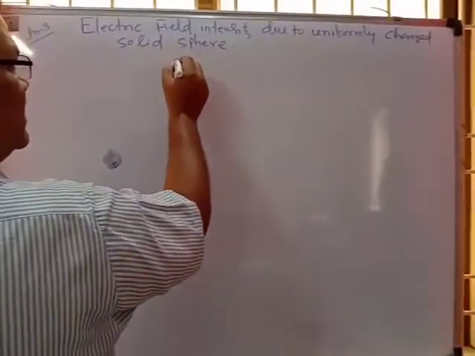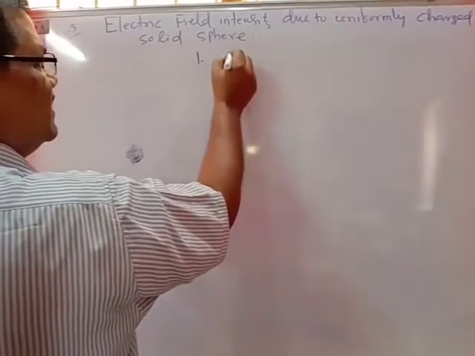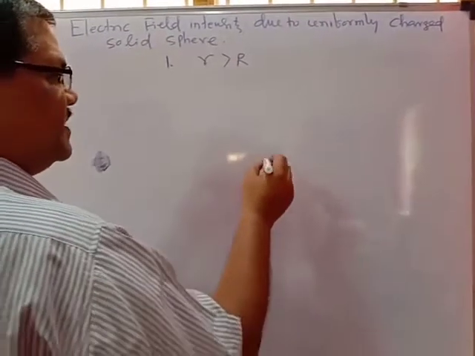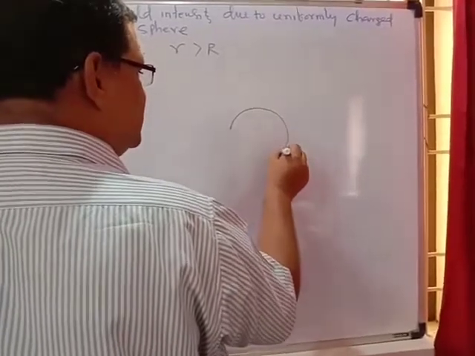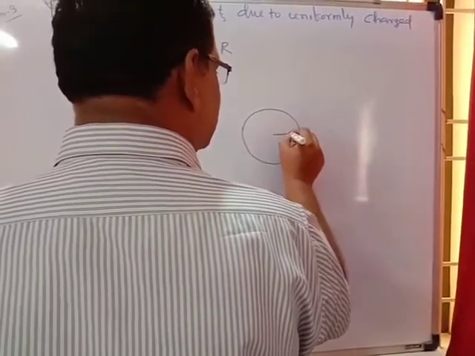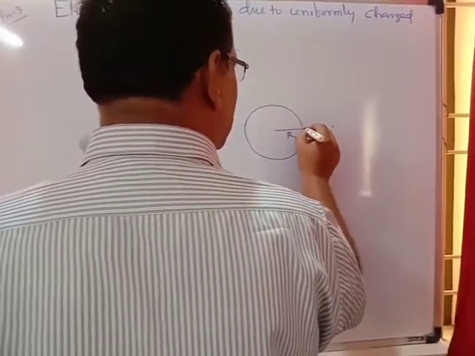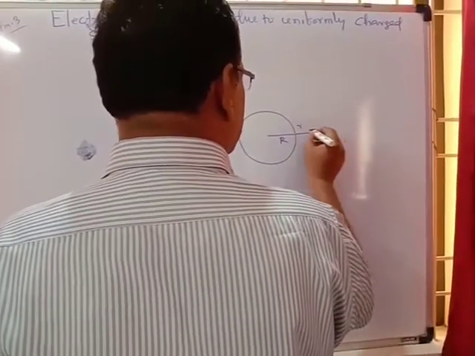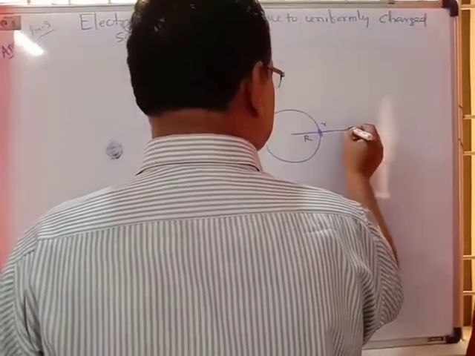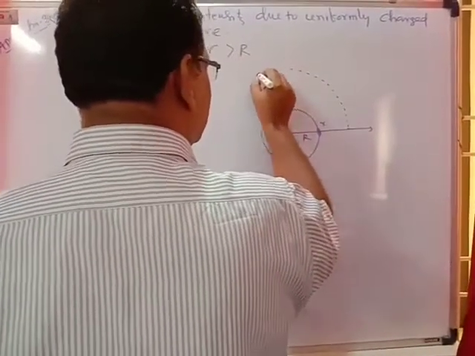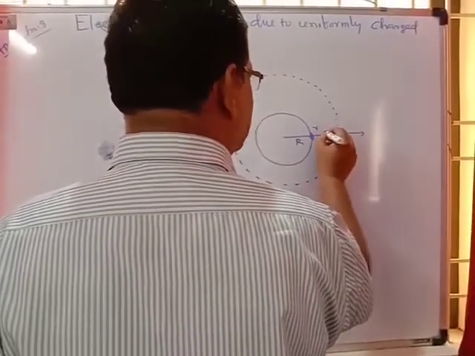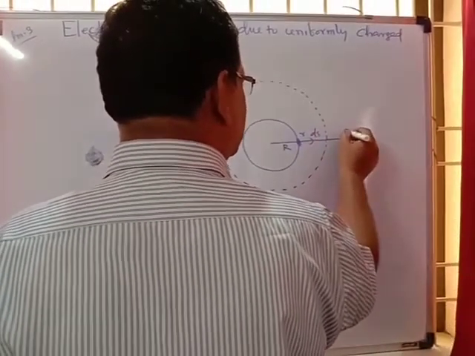Case number one, the point where small r is greater than the capital R, because this is the solid sphere. What will happen if the point is outside, from here? This is the radius of the sphere, and this is the smaller r. So you find the Gaussian surface accordingly. The Gaussian surface will be like that, and here the ds vector is along this direction, and the E vector will be in this direction.